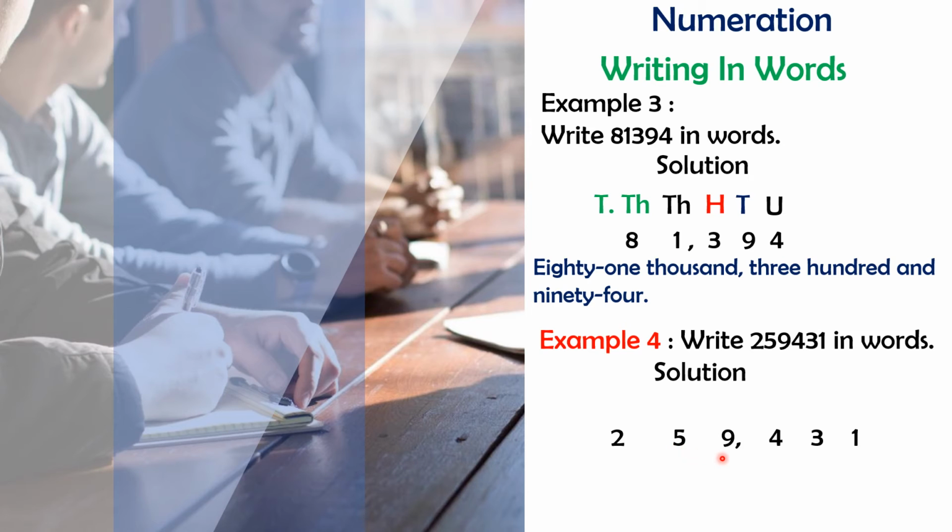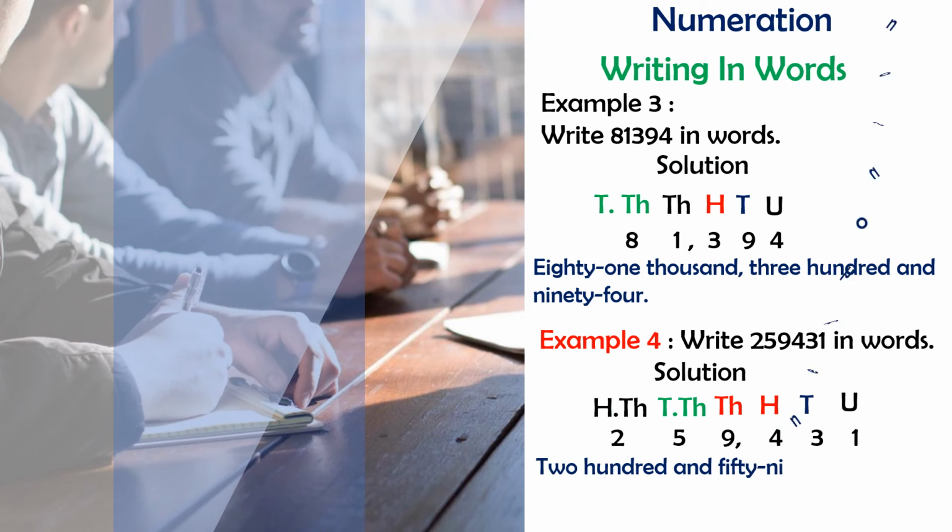For you not to make mistake in writing in words, I told you you place the place values on top. So let's do that. Units, tens, hundred, thousand, tens of thousand, hundred of thousand. What is up to 100 of thousand? So it means 259,431. That's good. Let's proceed.